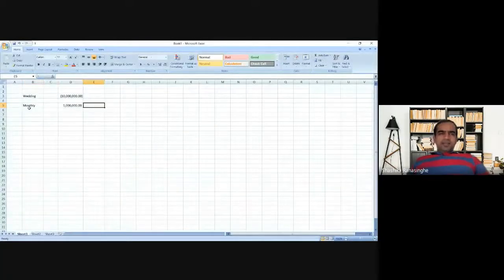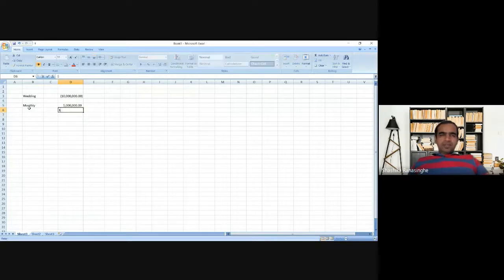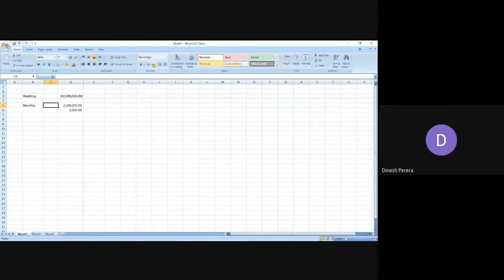Okay, coming back to your wedding example, right? Let's say you spend 10 million bucks on your wedding and monthly your revenue is 1 million. How long will it take for you to recover your investment? 10 months. Very good. You can recover the cost in 10 months. If your revenue monthly is 2 million, 5 months.